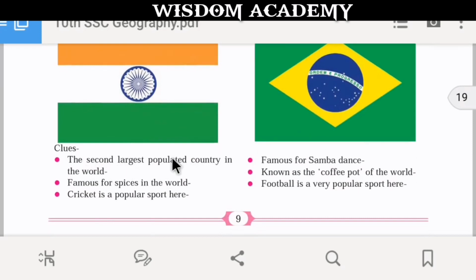The second largest populated country in the world. So India is second largest populated country in the world after China. China is first. Then known for samba dance. Brazil is known for samba dance. And famous for spices in the world. So India is very much famous for spices.